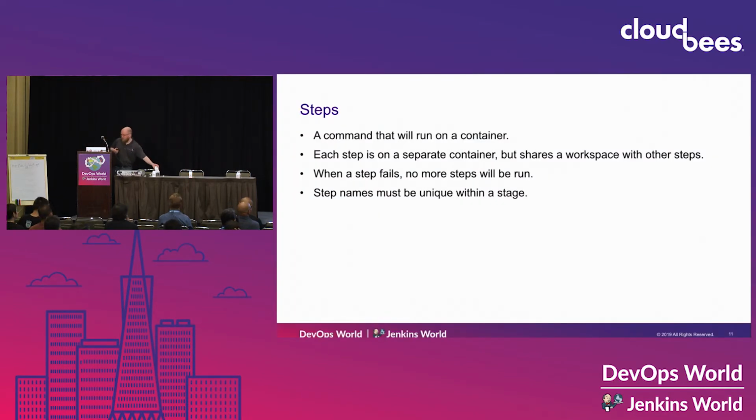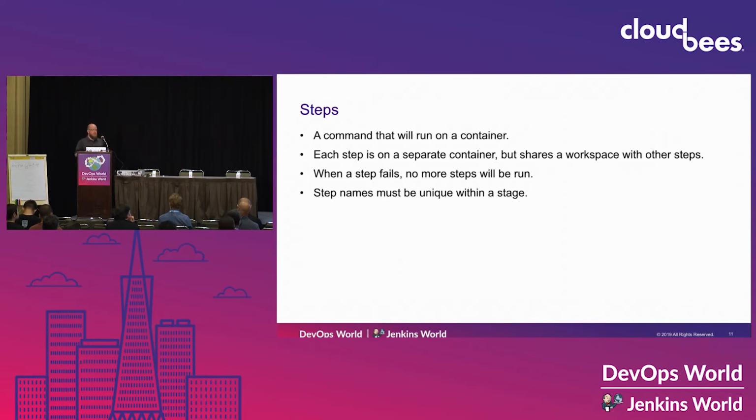A step is a command that will run on a container. Each step is in a separate container, which took me a while to get used to from the Jenkins world, where you can say, here's my agent, run this series of steps on that agent. But despite the fact that each step is running on a separate container, you still have a shared workspace. You still have access to the same files that have been manipulated by your previous steps.